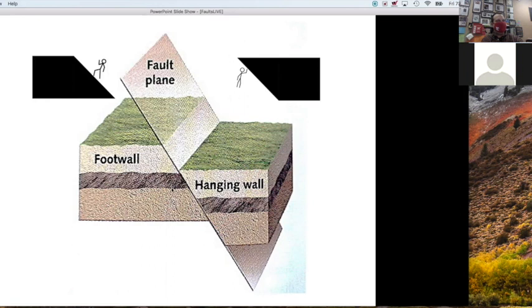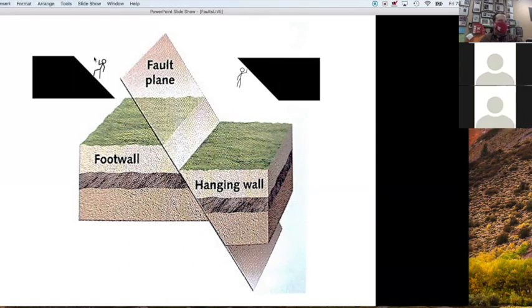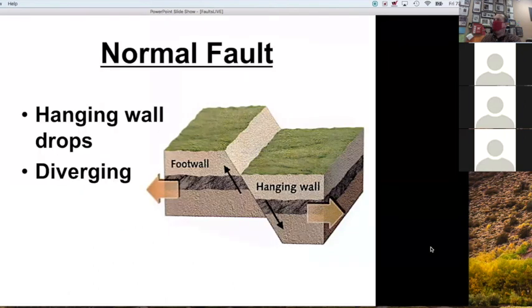And on this side, the shape of the block is one that you would have to hang from if you could climb like a rock cliff. So foot wall and the hanging wall. So once we decide which side is the foot wall and which side is the hanging wall, we then look at which direction it moves. And we always want to look at the hanging wall.